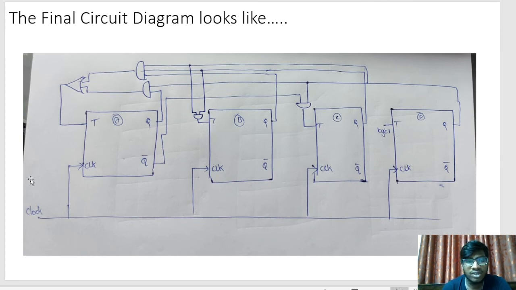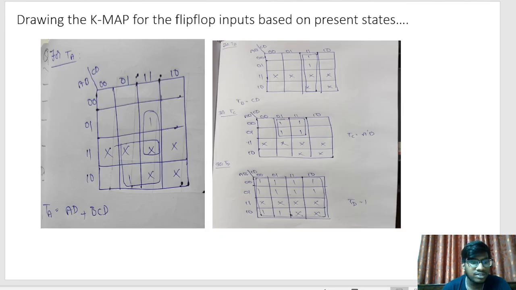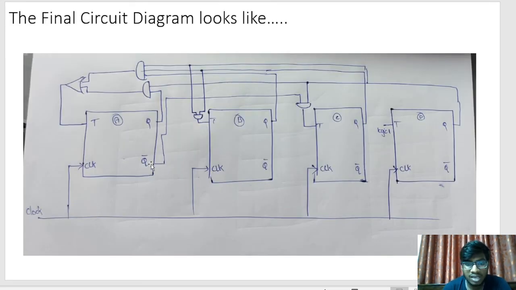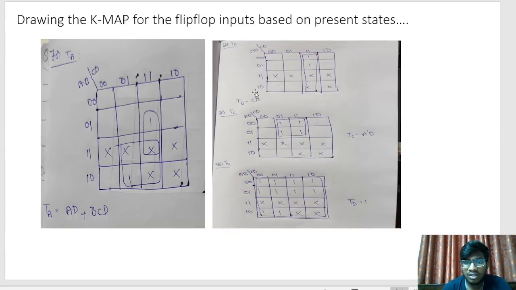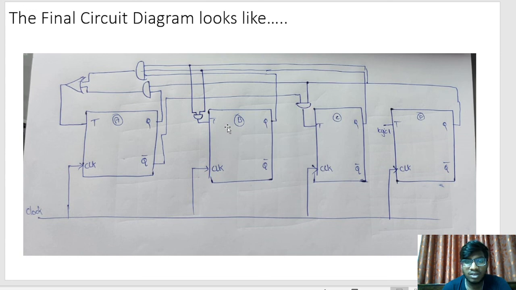Whereas for C we are giving A bar D. For TC, A bar D is given, so A bar is taken from Q bar of the first flip-flop. This Q bar is connected to the D, that is nothing but A bar D. It is given as input to C. For B, the function is CD. So we need to connect C and D to the B flip-flop. The C is coming from here, and we are taking it here. D is taken here, and the AND gate of both C and D gives us CD.